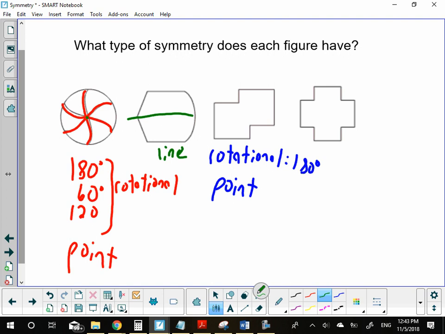Yeah, what was the third one? Does it have any kind of line symmetry? Vertical? And horizontal? Those look the same? Yeah, I think so. I think we got two line symmetries. That kind of line symmetry?